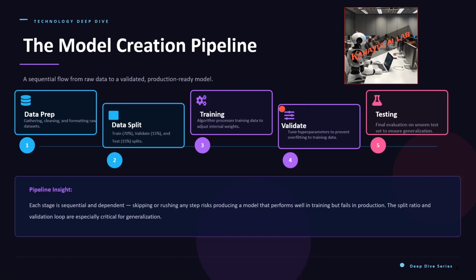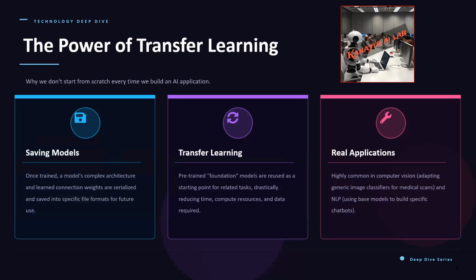In practice, companies rarely build models from scratch. Instead, they rely on pre-trained models and adapt them to their needs. This approach is known as transfer learning. For example, when building a customer support chatbot, a company does not train a language model from zero. It takes an existing model and fine-tunes it using its own customer interaction data. This significantly reduces development time, lowers costs, and improves performance.